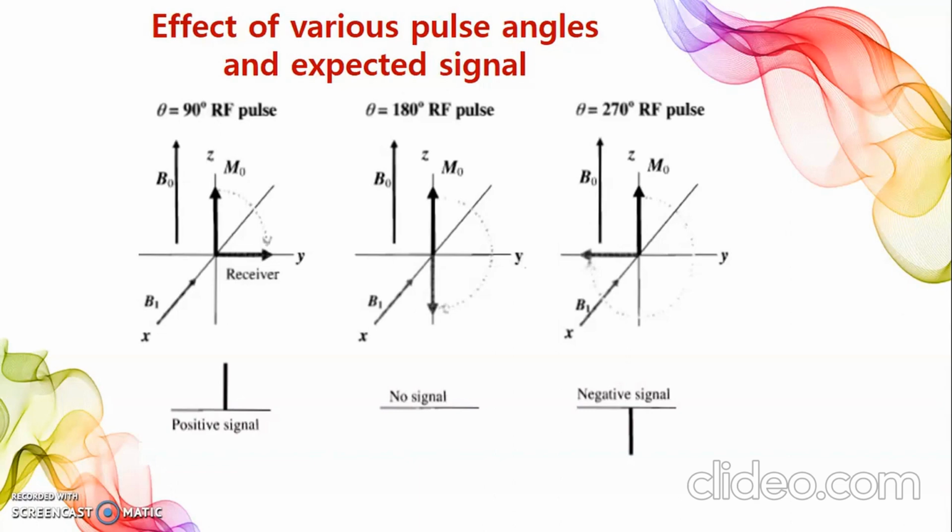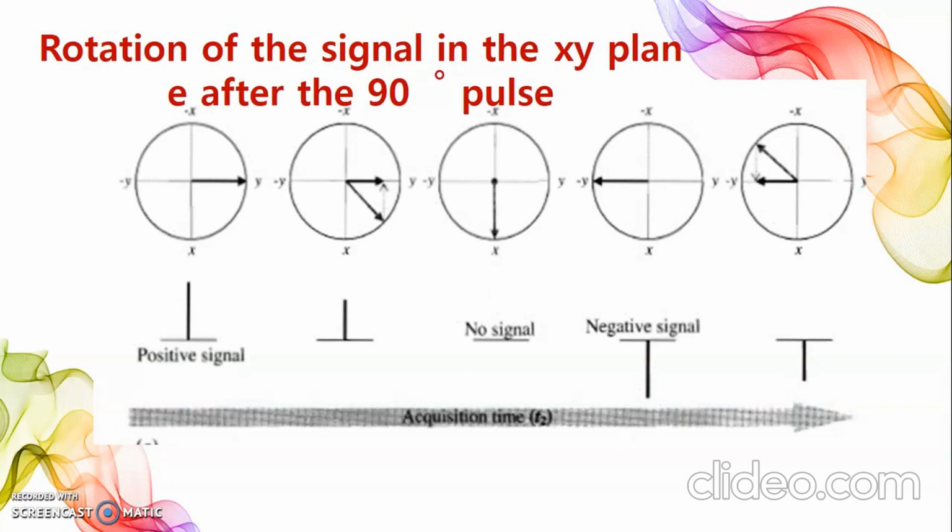The figure shows the effect of various pulse angles, theta, on the expected signal. If theta is 90 degrees, we get a positive signal. If theta is 180 degrees, we get no signal, that is, it is null. And at 270 degrees, we get a negative signal. The signals collected represent the difference between the applied frequency mu1 and the Larmor frequency of each proton. The FID is then Fourier transformed by a computer algorithm into the conventional NMR spectrum.